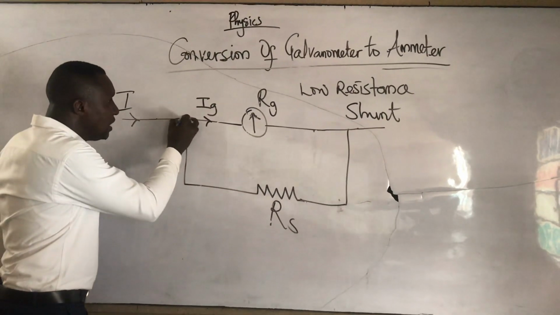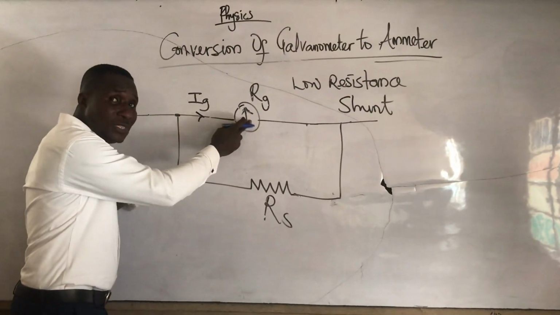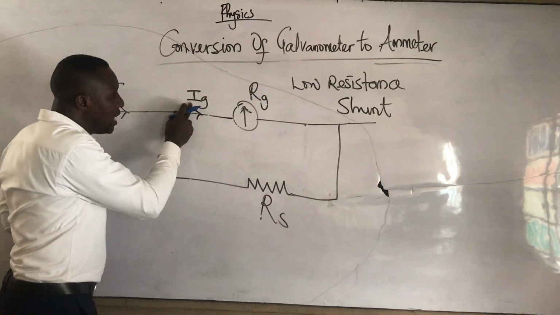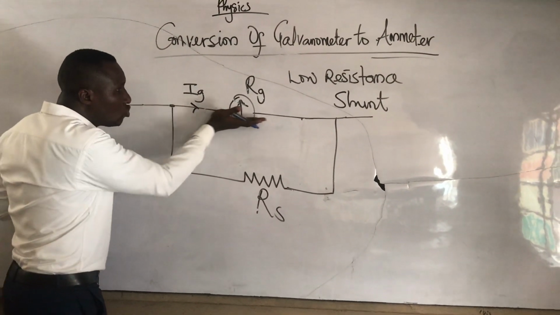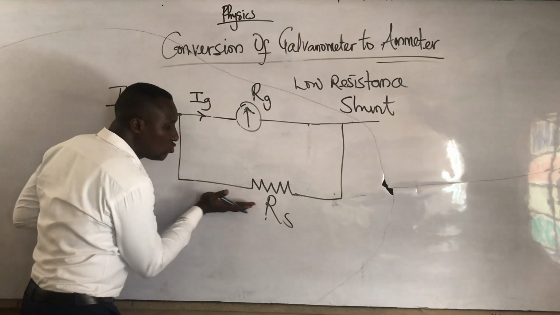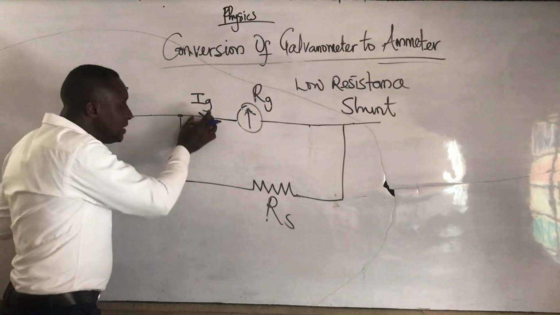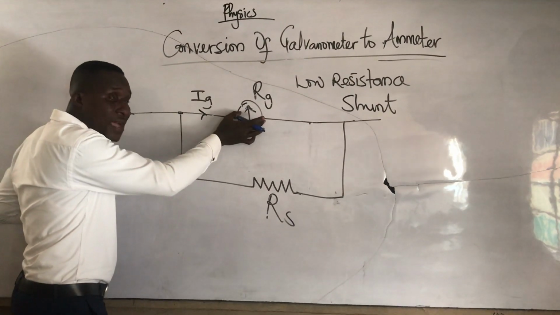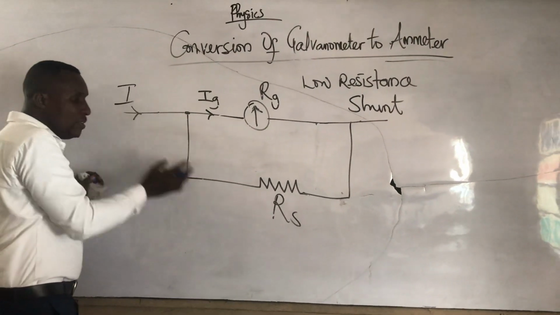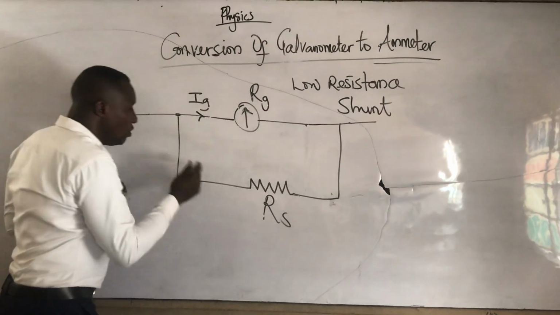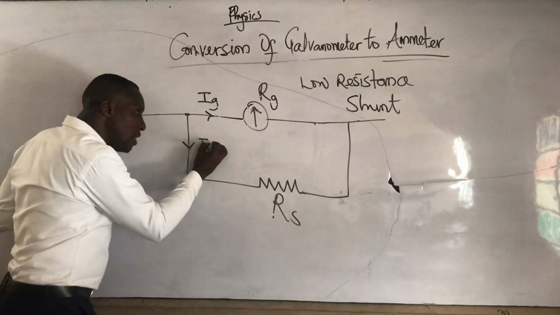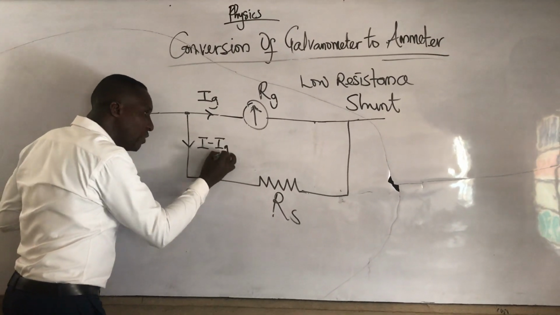Then you have a current from a source. At this point, the current that flows through the galvanometer is minute, it's micro, which is known as I_G. Therefore, to calculate the current that flows through the shunt, the current that flows through the galvanometer will be taken away from the total current, which is I. That means the current that flows through the shunt will be given as the total current minus the current of the galvanometer.